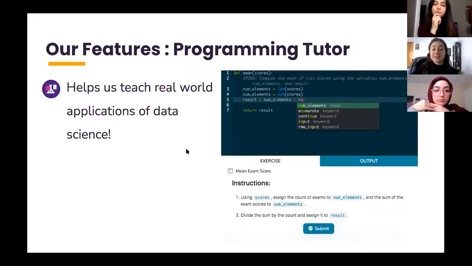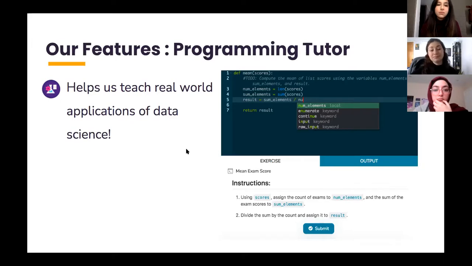Okay, so one of the last features I'm going to present to you is our programming tutor. So in order to teach real-world data science applications, we've implemented Korbit as a programming tutor. She provides coding exercises in Python, which, as you may or may not know, is one of the most popular programming languages for data science. Through the testing of submitted solutions, Korbit is able to isolate errors in your code and provide feedback to help you create a working program. Being able to code efficiently is a critical skill for any data scientist, and Korbit can help you learn to do that.